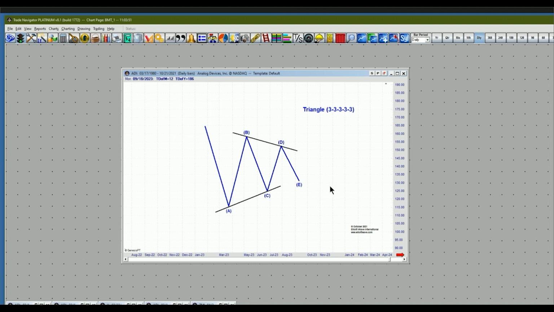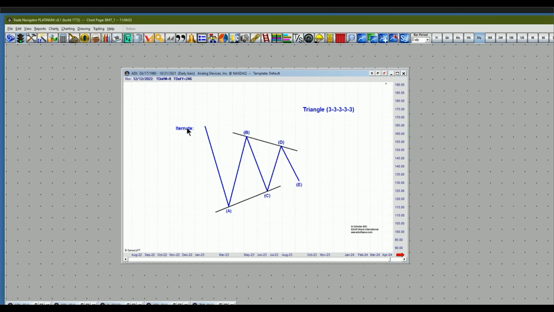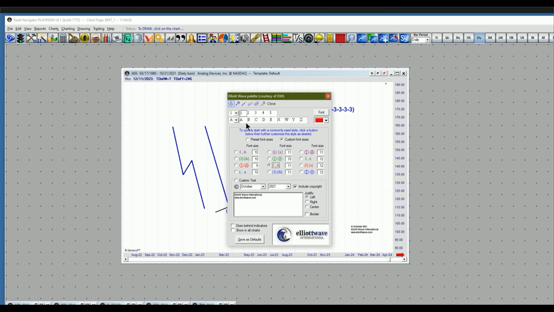Now, specifically, each wave of a triangle must subdivide into a zigzag. That would be an ABC formation, essentially a 5-3-5 formation. So whenever we're looking at waves A, B, C, D, and E, think zigzag. Think 5-3-5. So this 3-wave structure here, say for example wave A, that's going to be wave A, and this is going to be wave B, and this is going to be wave C.